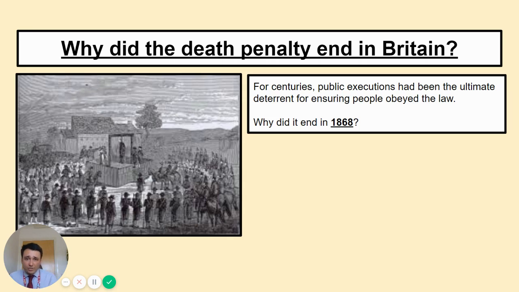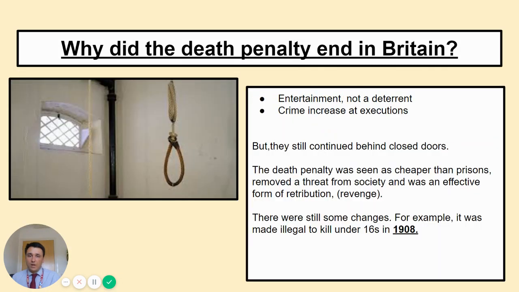Okay. So, for centuries, since the beginning of this course, public execution had been the ultimate deterrent for ensuring people obeyed the law. If you committed a severe crime, you were killed. We've seen that right from the very start of the course in the year 1000. Why did public execution end then in 1868? Why was it we stopped killing people in public? Well, if you remember, there were a few reasons why.